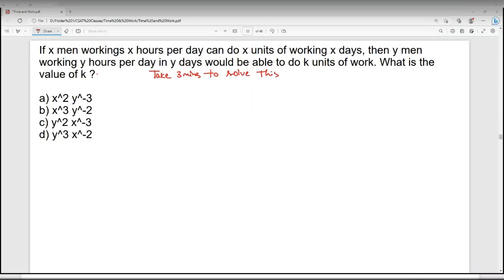Guys, this is x raised to x square. That upper arrow mark is x square. x square into y to the power of -3. So that is to the power y square and x raised to -3.